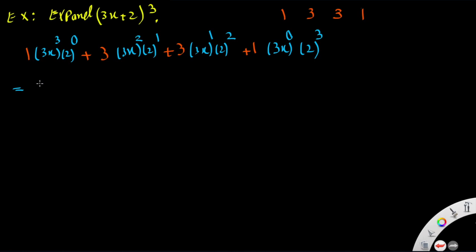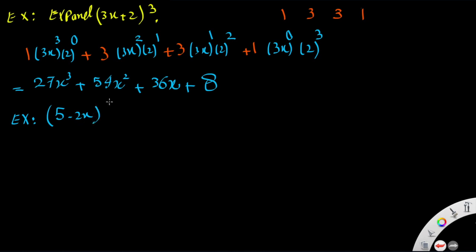Now simplify. It would be 27x cubed plus, it would be again 27 times 2 actually, then it would be 54x squared plus 4 times 9, 36x plus 8. Now let's see one more example. Expand 5 minus 2x to the power of 4.